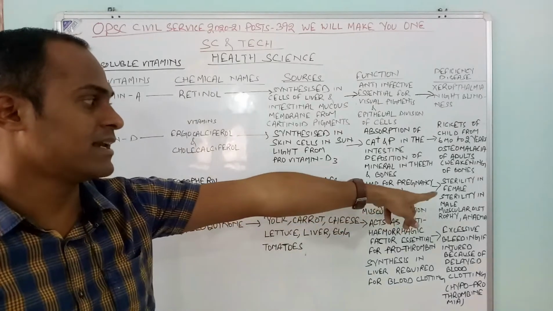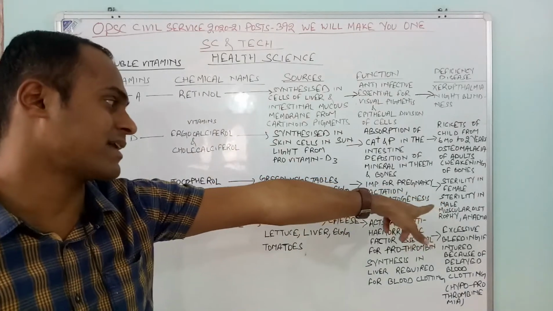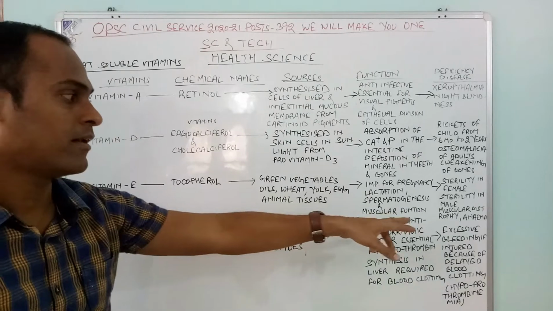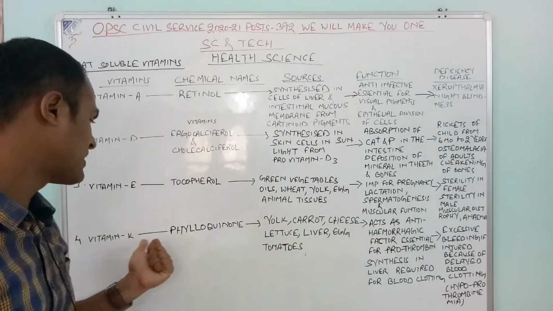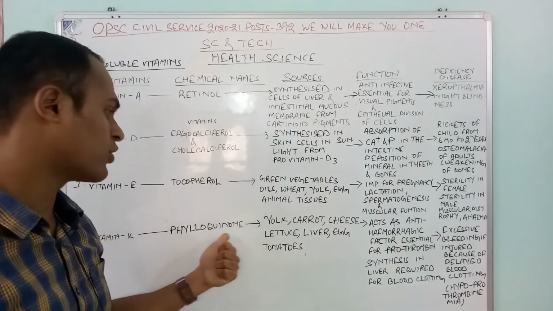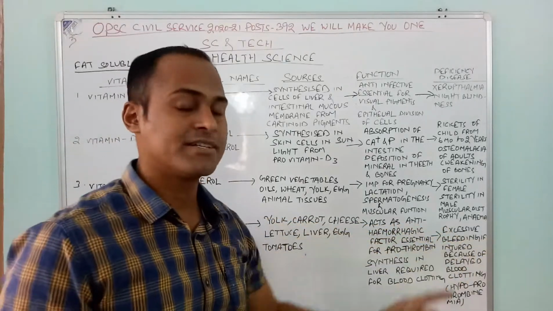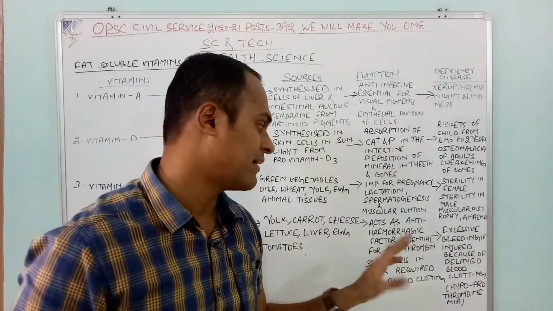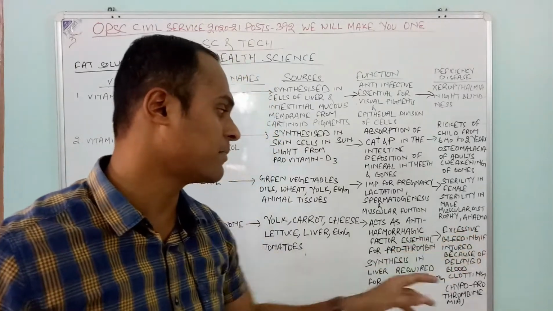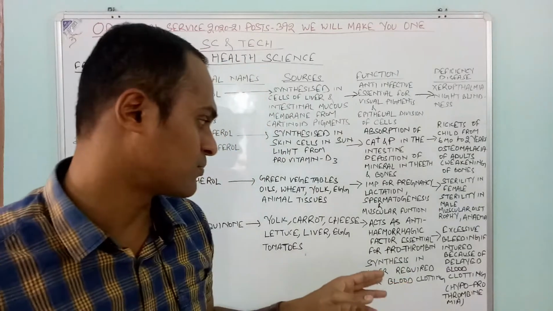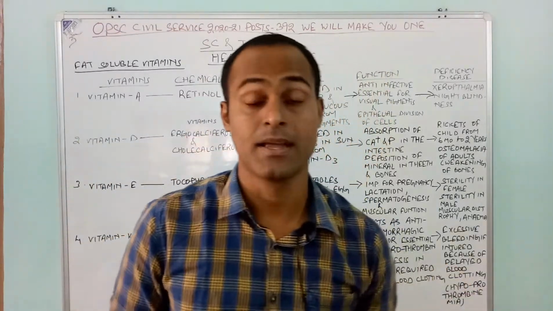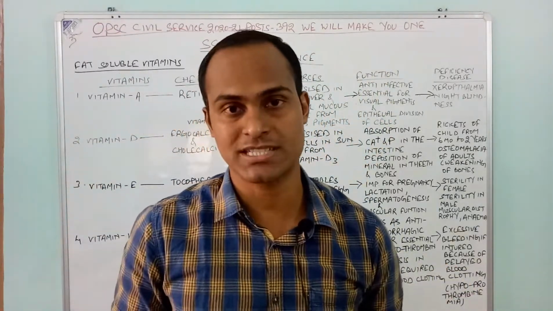Then vitamin E, it is tocopherol. Deficiency causes sterility in female and sterility in male, muscular dystrophy and anemia. Then vitamin K, that is known as phylloquinone. It is responsible for blood clotting. In deficiency, what happens? Excessive bleeding and delayed blood clotting, hypoprothrombinemia. So I hope this part of the discussion is clear.